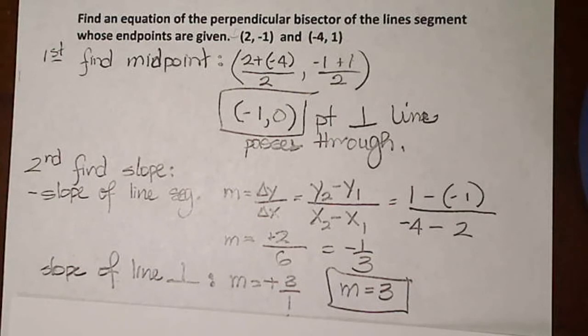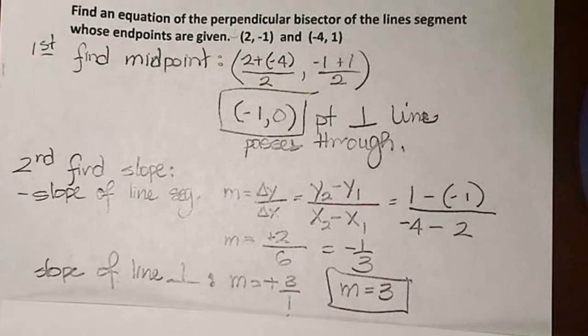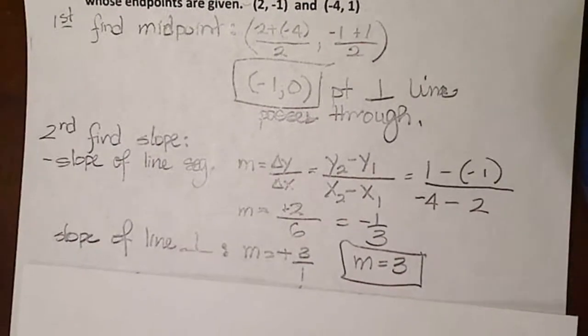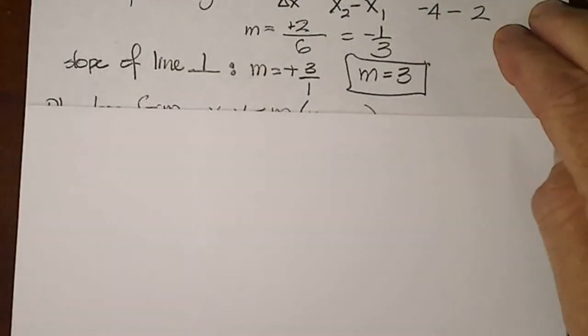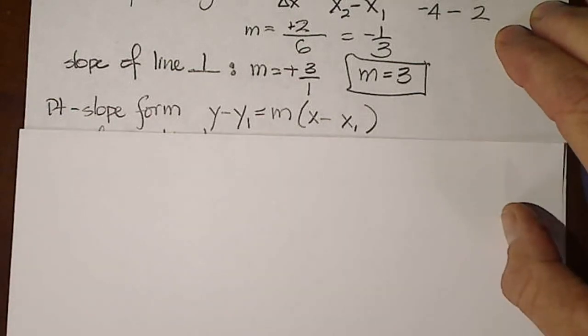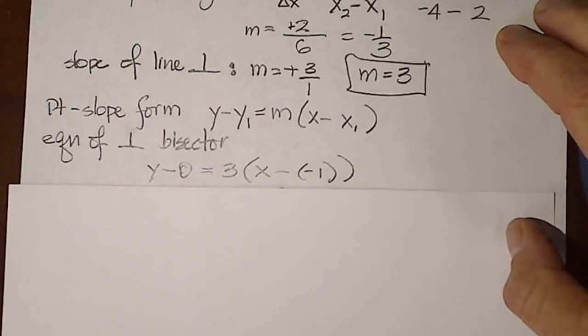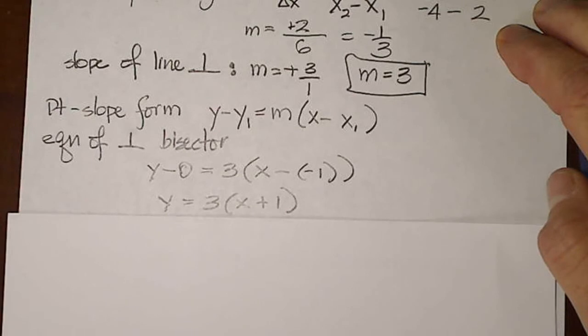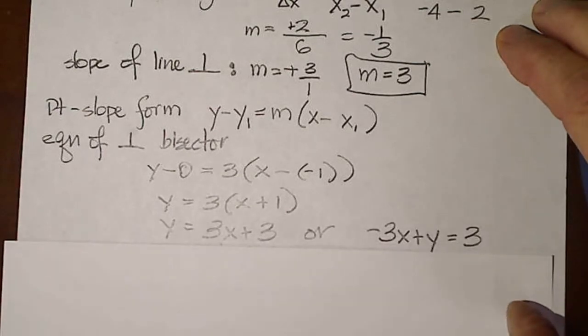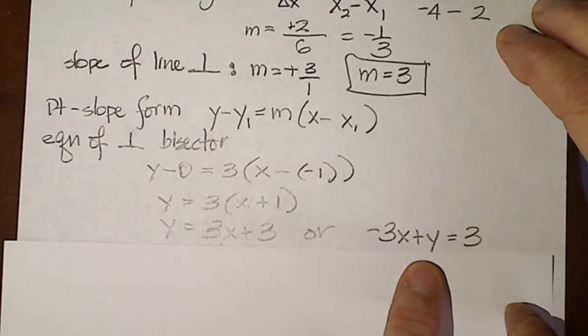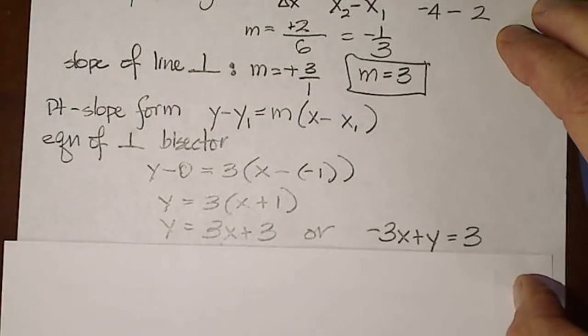So I'm going to use the slope of 3 and the point (-1, 0). So using that information and the point-slope form given here, I can find the equation of the perpendicular bisector. I substitute in the value for m, substitute in the value for my point, do some calculations, and I end up with y equals 3x plus 3, or if I want it in general form, I can rewrite it as -3x plus y equals 3.